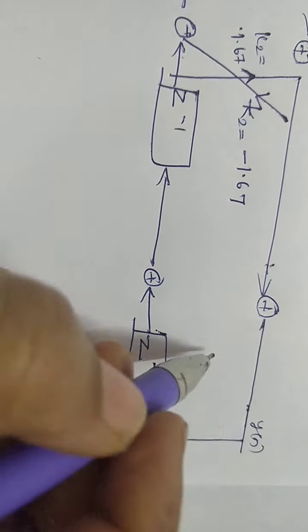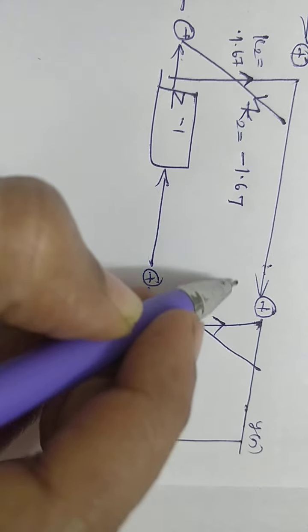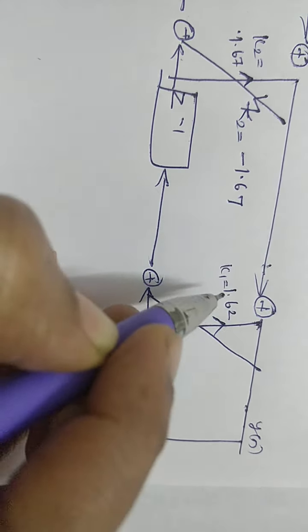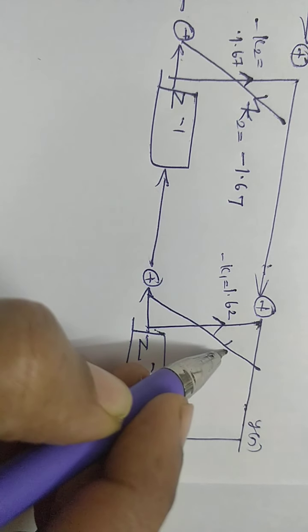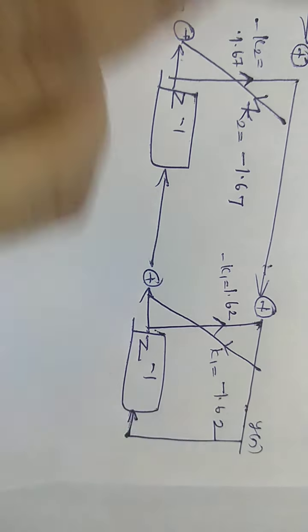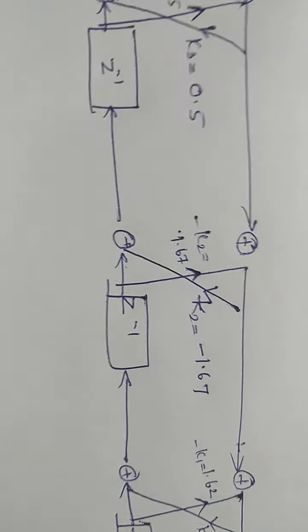Then here third coefficient upward minus K1. Minus K1 means 1.62. K1 is equal to 1.62, so minus K1 is equal to 1.62. Here minus K2. Here downward K1 is equal to minus of 1.62. So this is the lattice structure of an IIR filter.